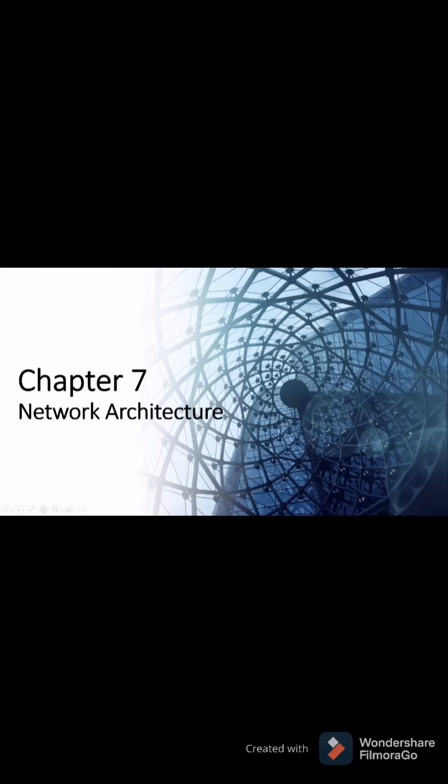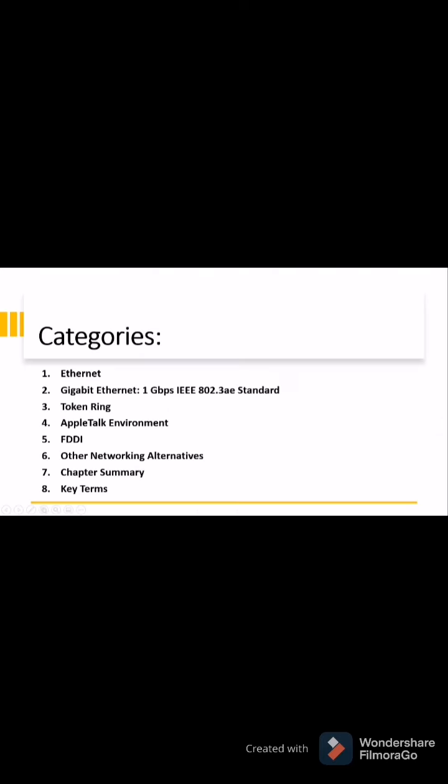Chapter 7 on Network Architecture. So in this chapter, we're going to talk about Ethernet, Gigabit Ethernet, Token Ring, the AppleTalk environment, FDDI, other network alternatives, chapter summary, and key terms.